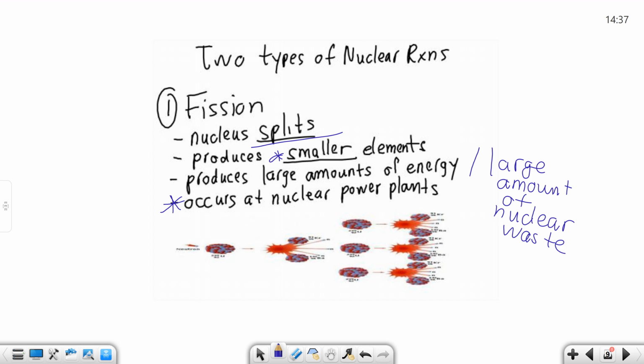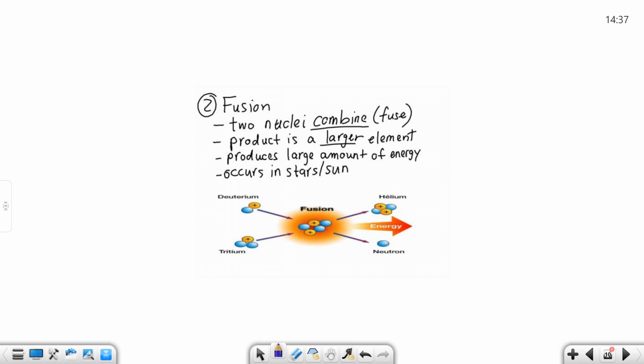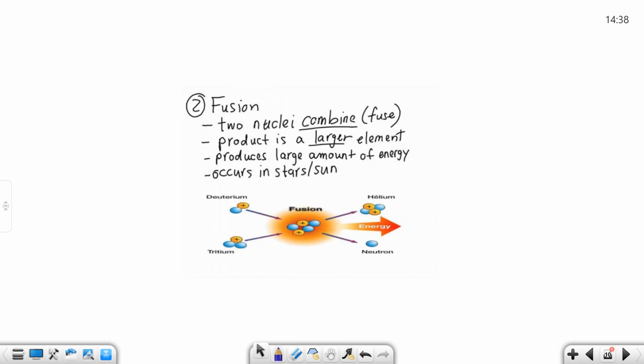So fission splits. Fusion is where we have the two nuclei combine. We have multiple nuclei trying to combine.